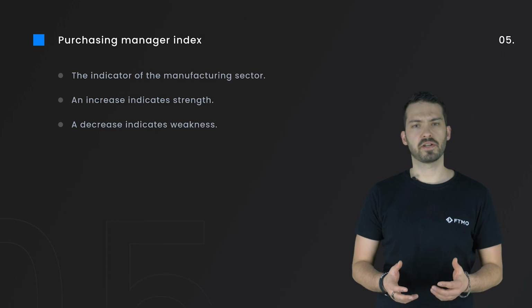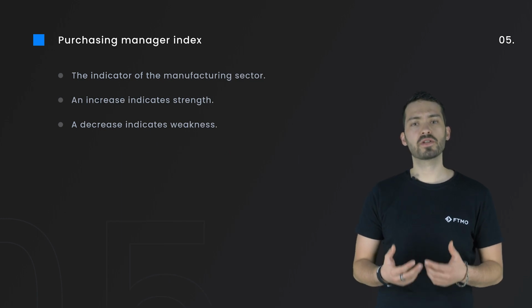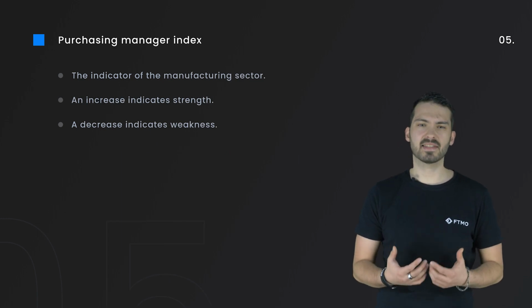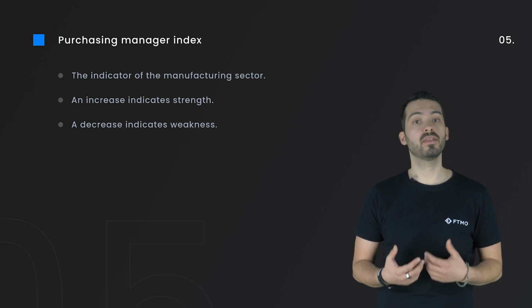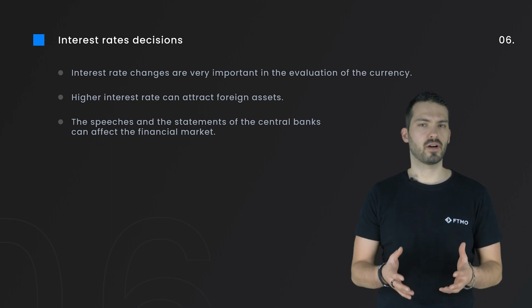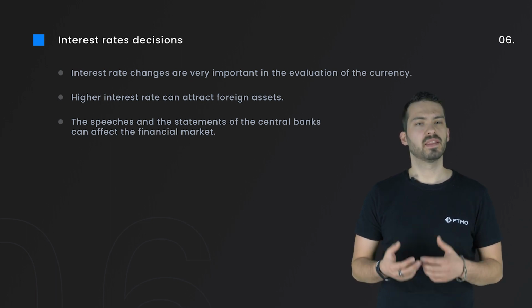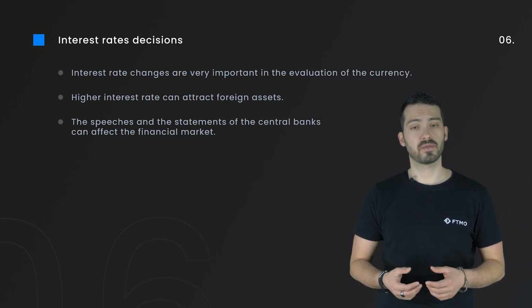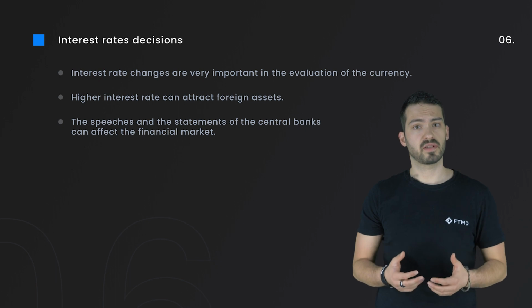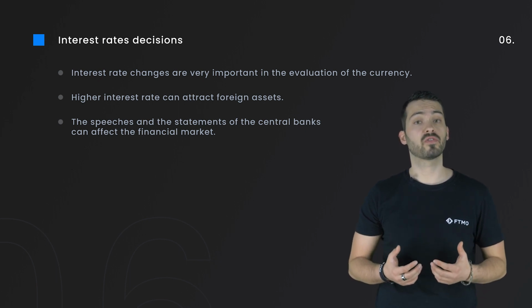The Purchasing Manager Index shows the activity of purchasing managers and can act as a leading economic indicator. PMI indicates strength or weakness in the manufacturing sector. Interest rates are part of central bank monetary policy. The leading indicator includes activities and speeches by bank officials that are regularly watched by many traders. Interest rate changes by central banks are very important in the valuation of currencies.